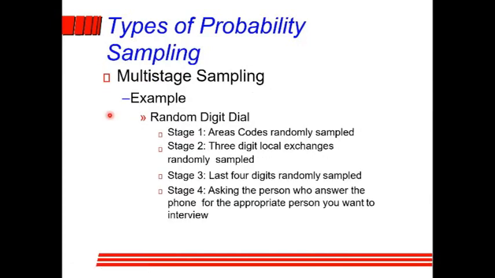For the example, you have random digit dialing. The first stage, or stage 1, is the area codes, which we randomly sample. Next, we have the 3-digit local exchanges, also randomly sampled. Then the last 4 digits are randomly sampled. And for stage 4, we ask the person who answered the phone for the appropriate person you want to interview. So, as you can notice here, we have 3 different ways in which we randomly sample: first the area code, next the 3-digit local exchange, and the last 4 digits.